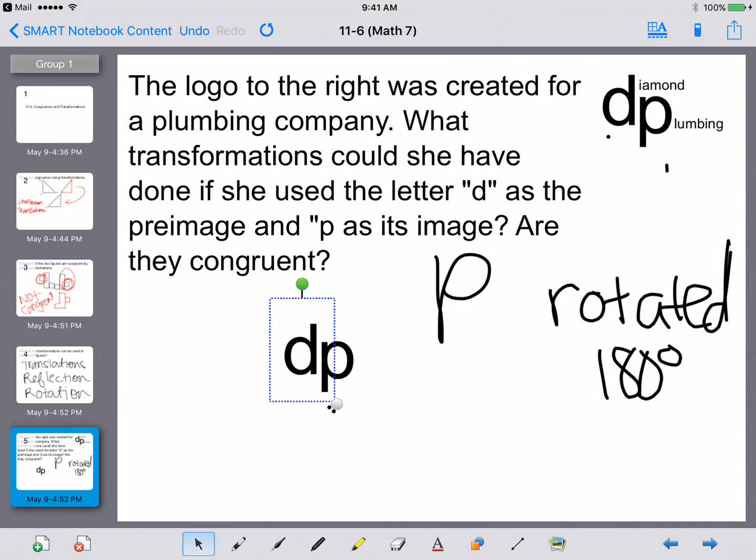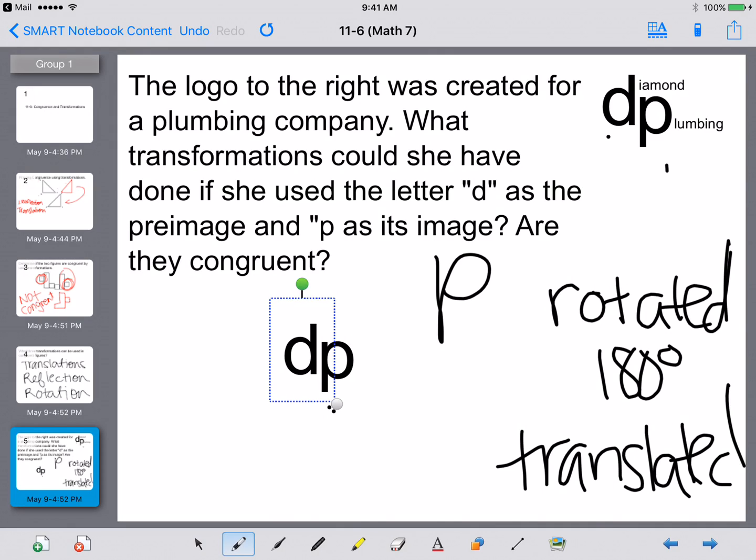So when I take this right here, watch, it turned right into a P. But is it right on top of where that P is? No. So it also was translated in order to get it to its current placement. So our original image D was rotated 180 degrees and then translated to make the P. That's the gist of proving congruency using transformations.